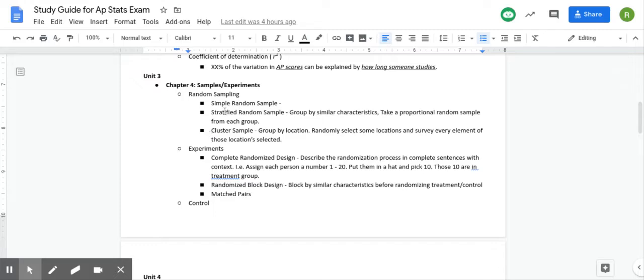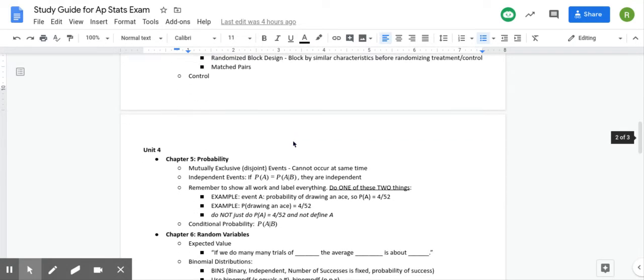Remember that if you describe stratified or cluster, you do need a random component for each of those. For stratified, within each group, you randomly select a proportional number of elements. And with cluster, you randomly select the place and survey every single value at those places.